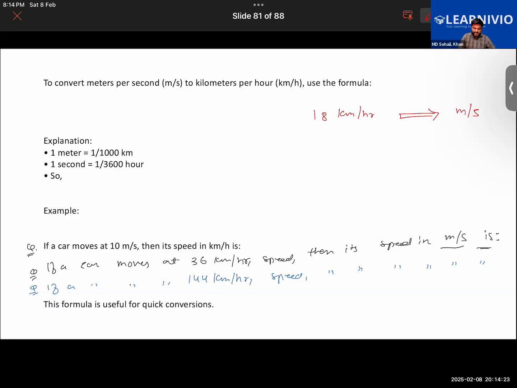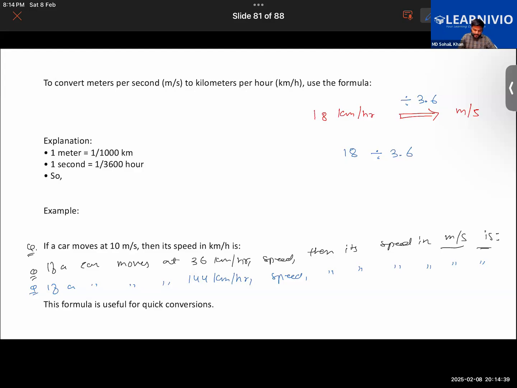Okay, Razan, you can also do this question, but answer in the chat box. So this we know we need to divide by 3.6. So 18 is being divided by 3.6.